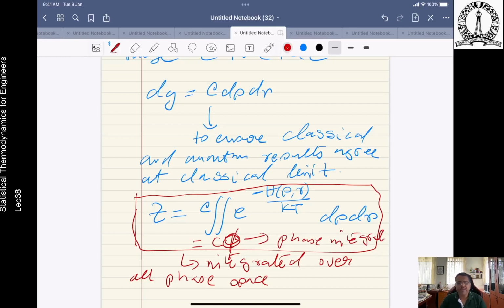In the next class, we will see how this result can be subsequently used to establish contributions from the different modes. We will stop here and take it up in the next lecture.